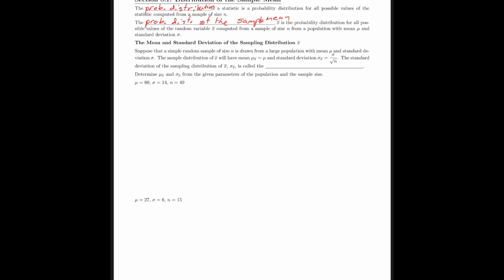Suppose that a simple random sample of size n is drawn from a large population with a mean mu and a standard deviation sigma. The sample distribution of x bar will have a mean of mu sub x bar equals mu and a standard deviation of sigma sub x bar equals sigma divided by the square root of n. The standard deviation of a sample distribution of x bar, sigma sub x bar, is called the standard error.